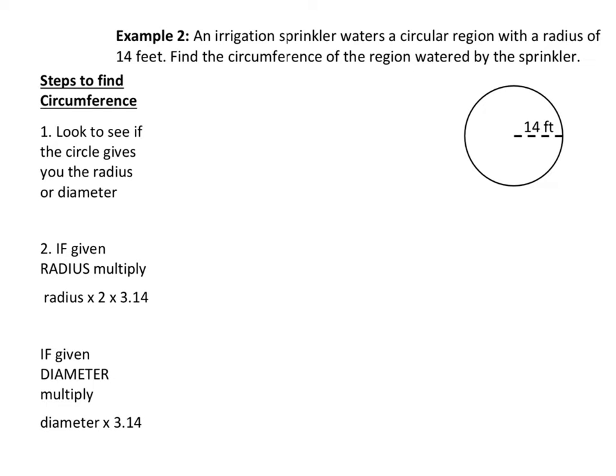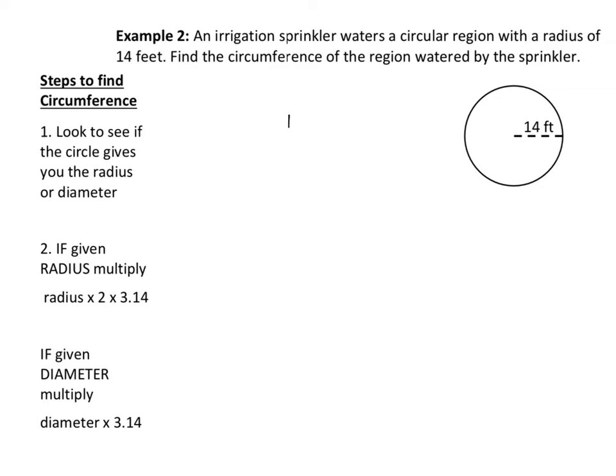Example 2 says an irrigation sprinkler waters a circular region with a radius of 14 feet. Find the circumference of the region watered by the sprinkler. So we're seeing that from the center to the outer edge, that's half the circle, that's our radius. That is 14. So we see here our formula. If radius is given, we multiply radius times 2. That gives us our full length across the circle. Then we'd multiply by 3.14.